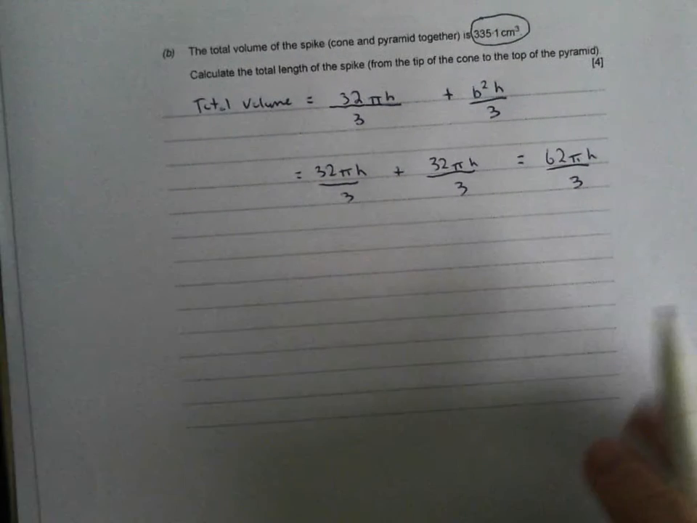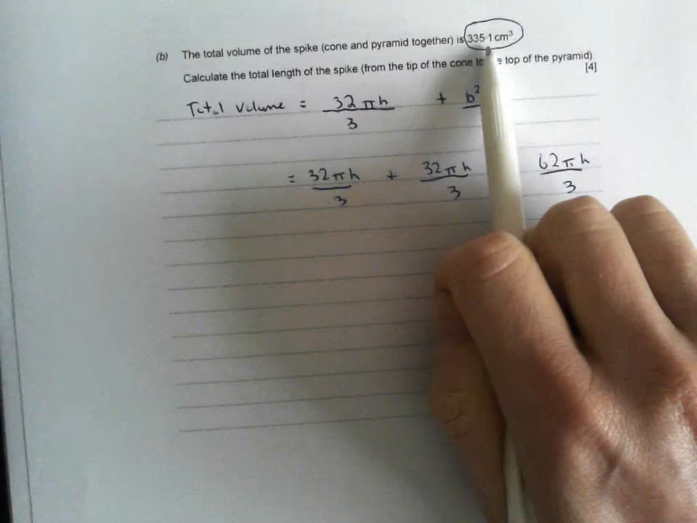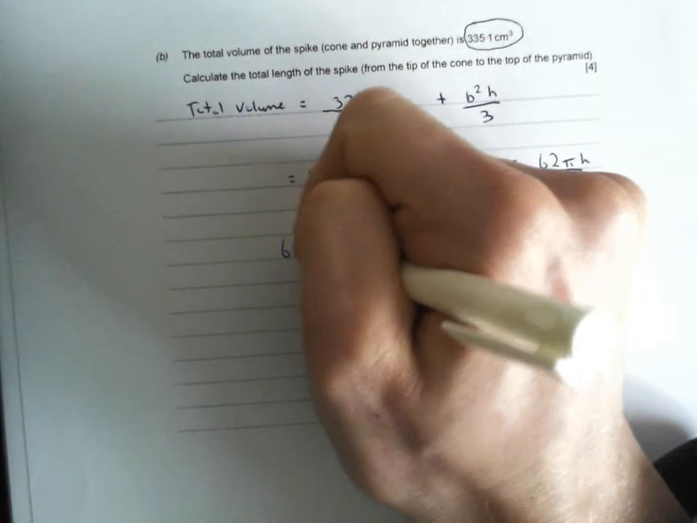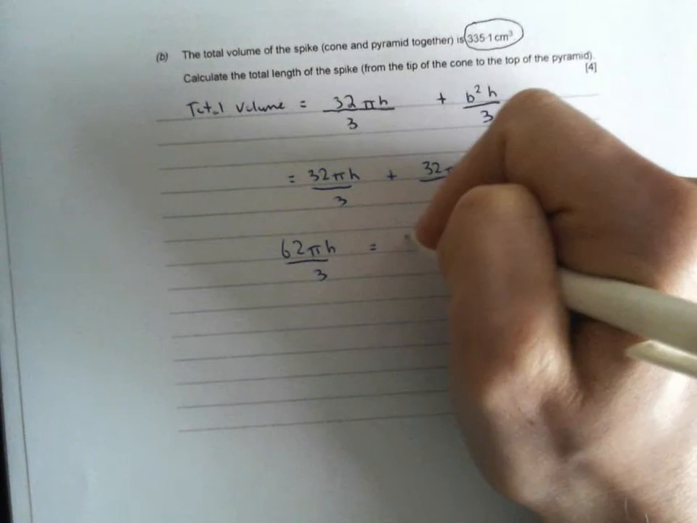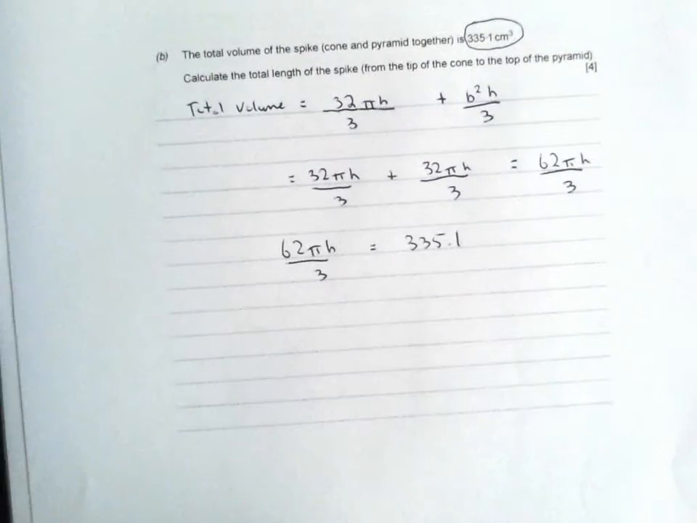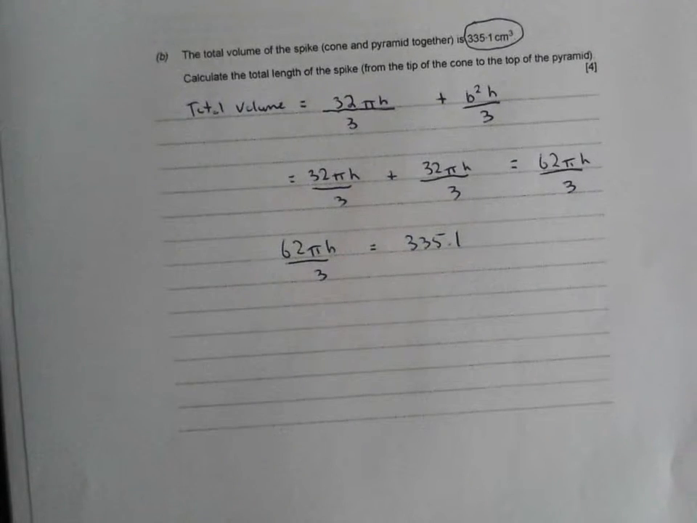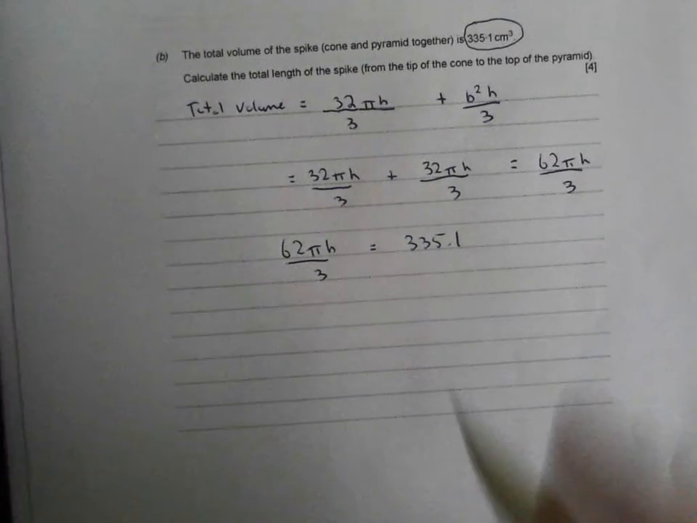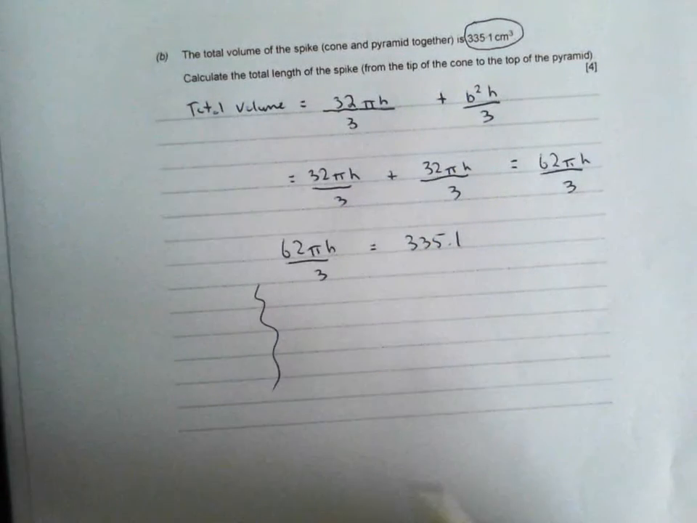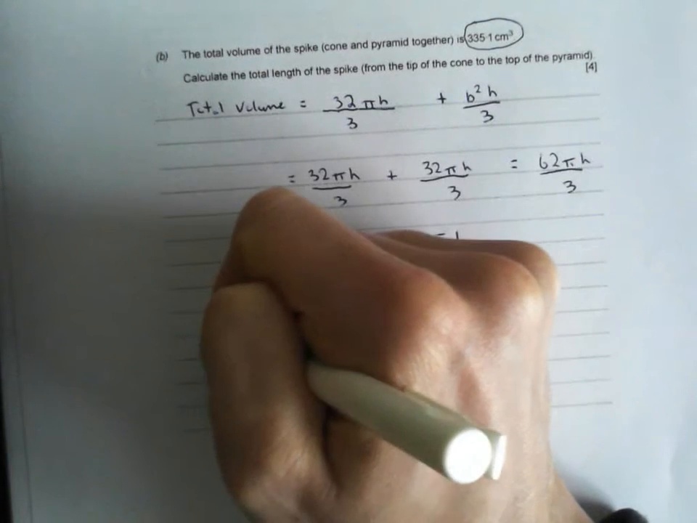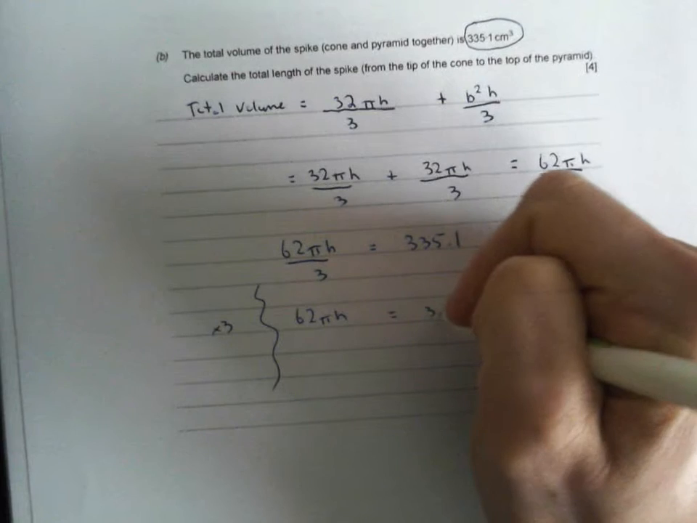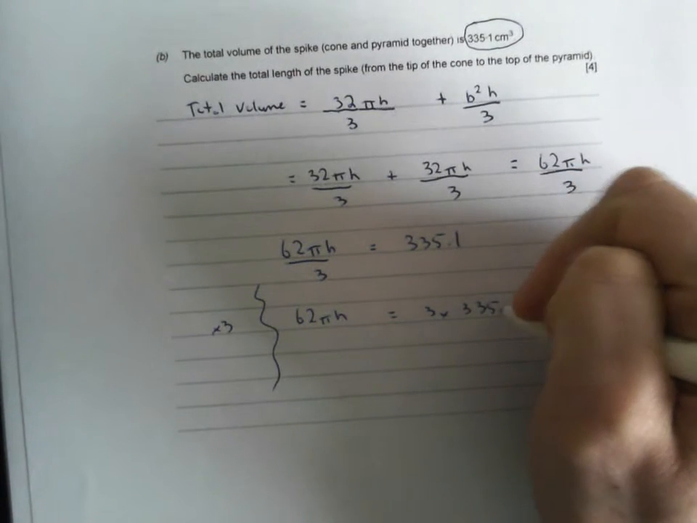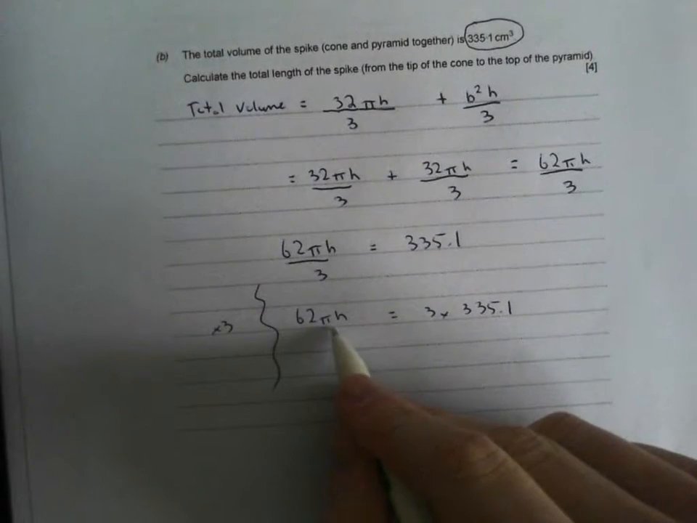Now I know that that total volume has to be equal to 335.1. So 64 pi h over 3 must be equal to 335.1. So once I know that, I've just got an equation that just needs solving to get me my answer. So how am I going to solve it? I'm going to times by 3 first. So I'm going to get 64 pi h equals 3 lots of 335.1. Then I'm going to divide by 64 pi.